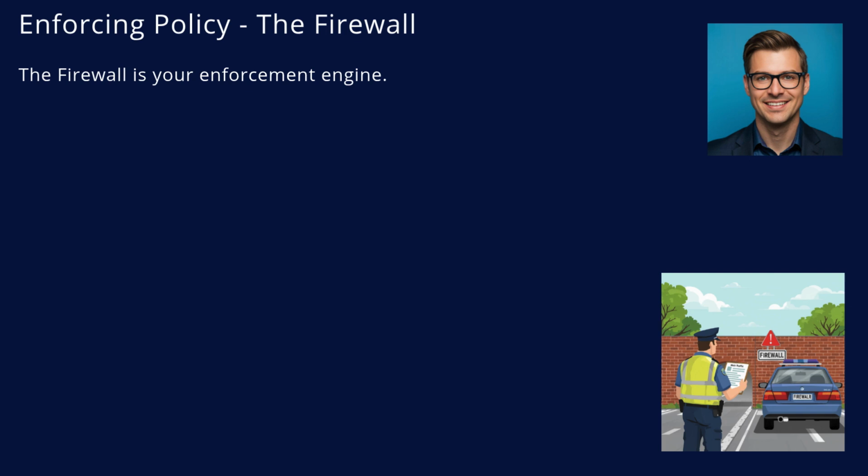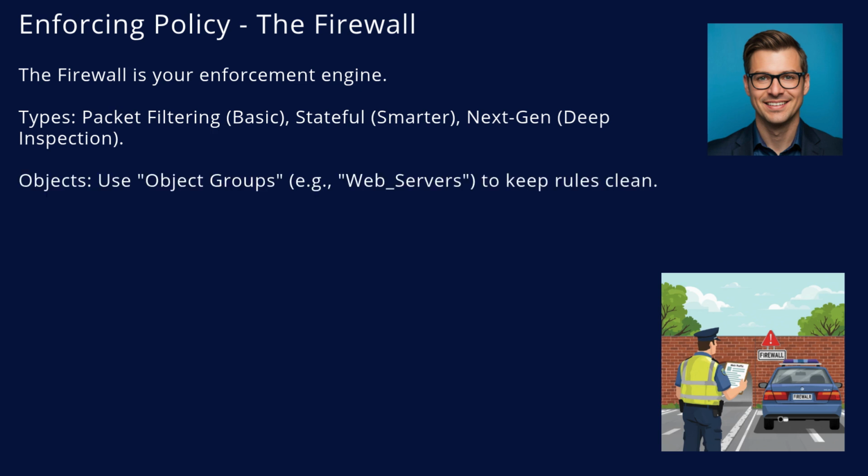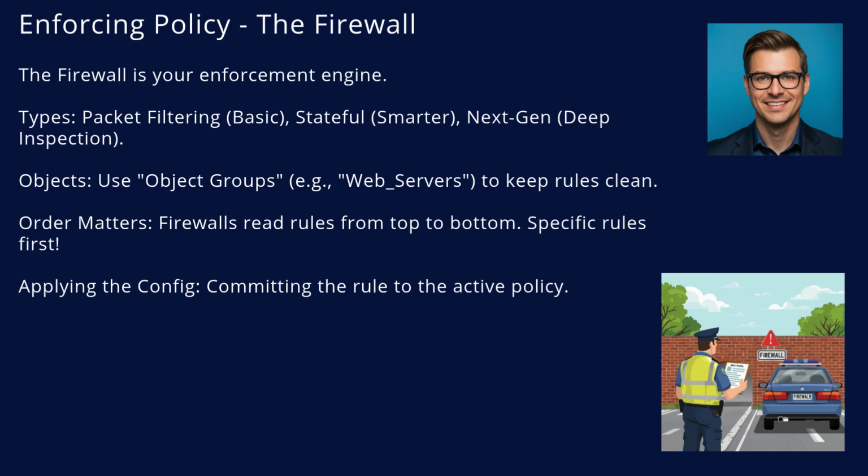Now, enforcement. This is where you configure the firewall. You might be using a basic packet filter or a next generation firewall that understands applications. Always use objects. Don't write IP addresses directly into rules. Create a group called web_servers and use that. It makes the rules easier to read and update. Crucially, remember that order matters. Firewalls process rules from top to bottom. If you put a deny all rule at the top, nothing will work. Always put your specific allow rules first and the deny all rule last.